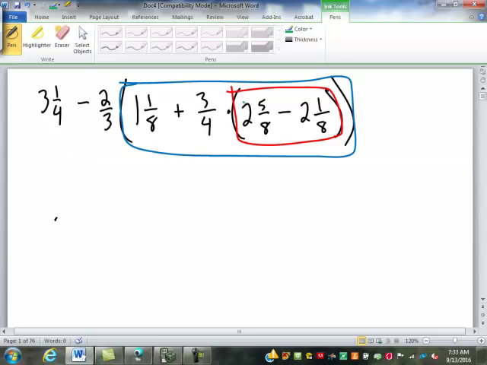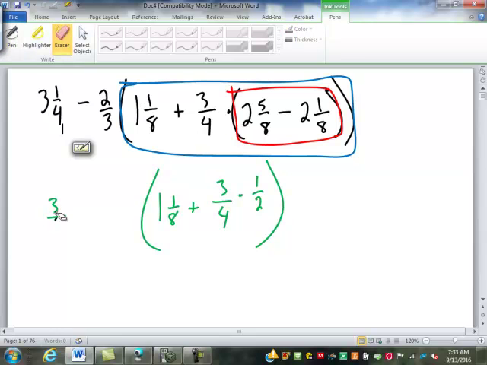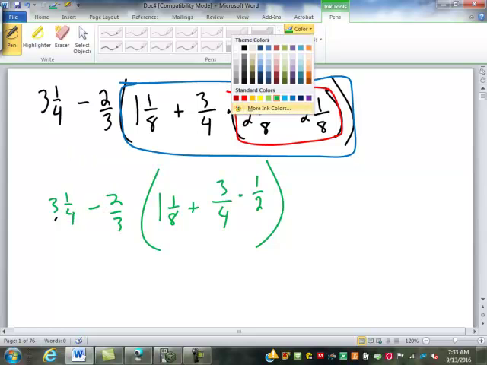Subtract. 2 and 5/8 minus 2 and 1/8 is? Careful. Just 1/2, right? Yeah. So 1/2. And we've reduced what's inside the parentheses to a single number, so I can get rid of the parentheses. Now what do we have to do?